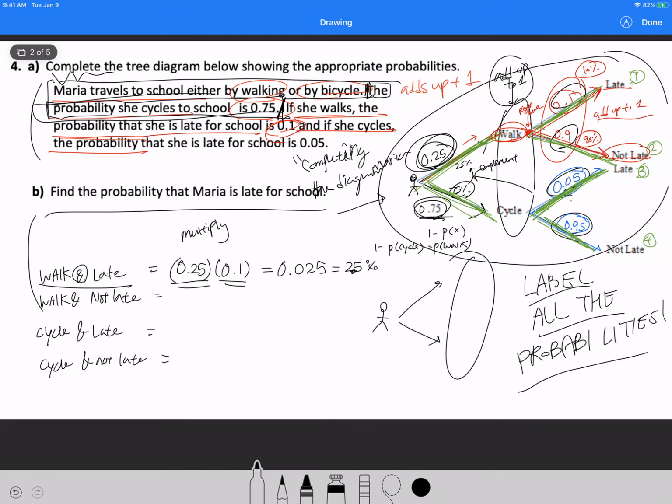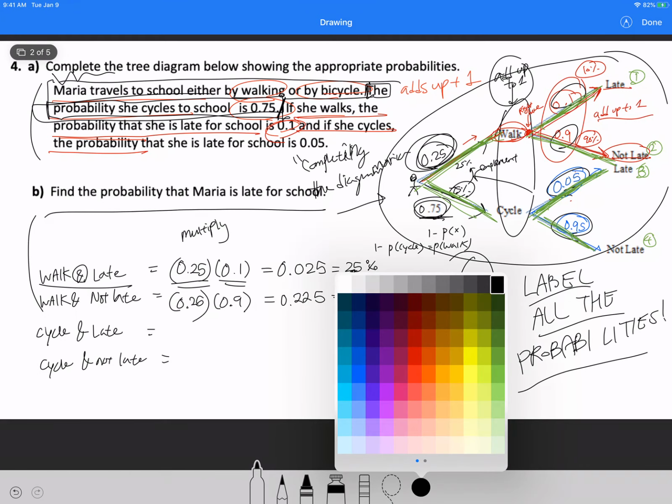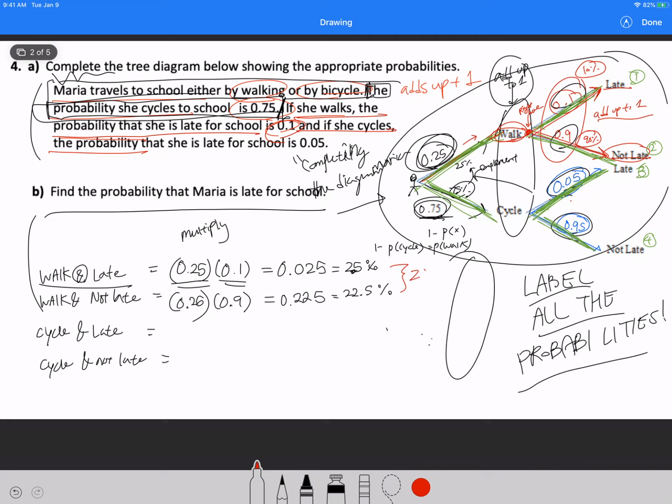Now, the next one is that she walks, 0.25, same thing, but now she ends up being not late, which is 0.9. So what is 0.9 times 0.25? If you type that in your calculator, I believe you get 0.225, which is 22.5%. Okay? If you take a look at these two situations and add them up, you get exactly 25% as the first case scenario.